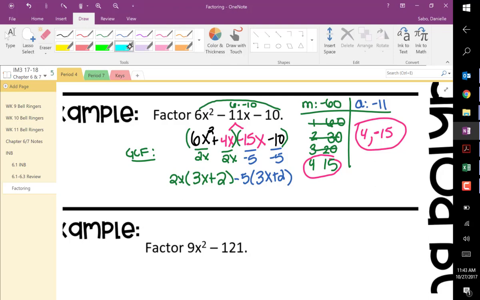I want you with your 2 different color highlighters to highlight what's common, and then I want you to highlight what is on the outside of what's common. Because that's how you're going to write this then. Your final answer is 3x plus 2, 2x minus 5.